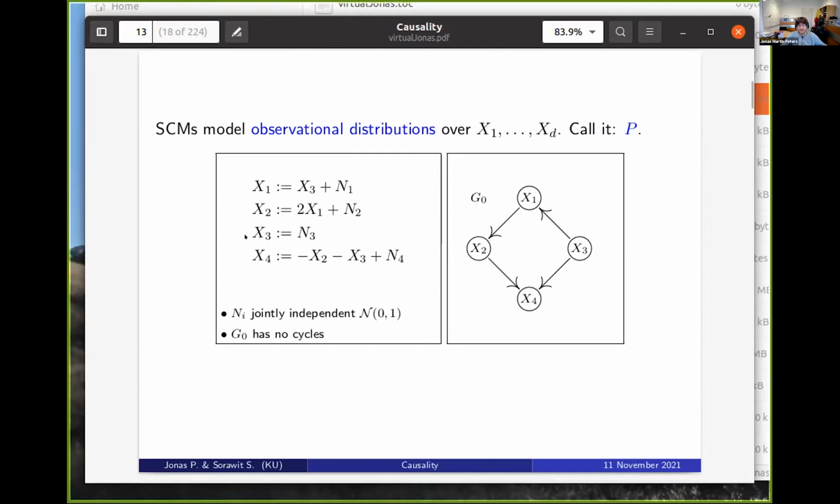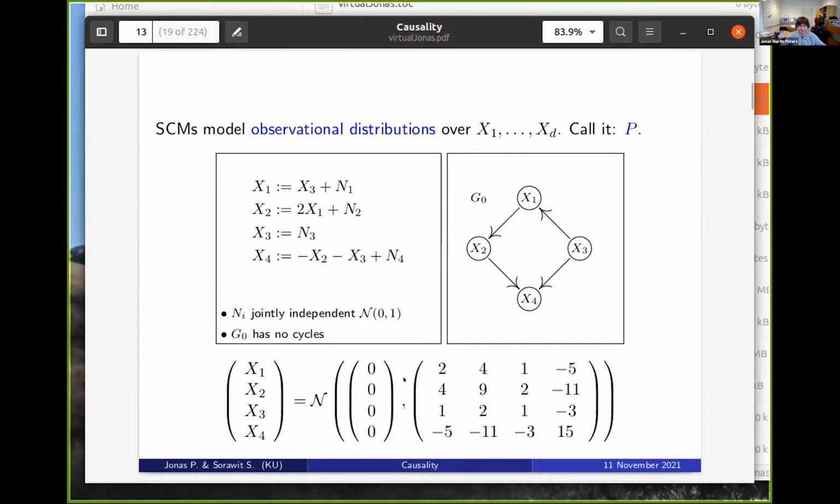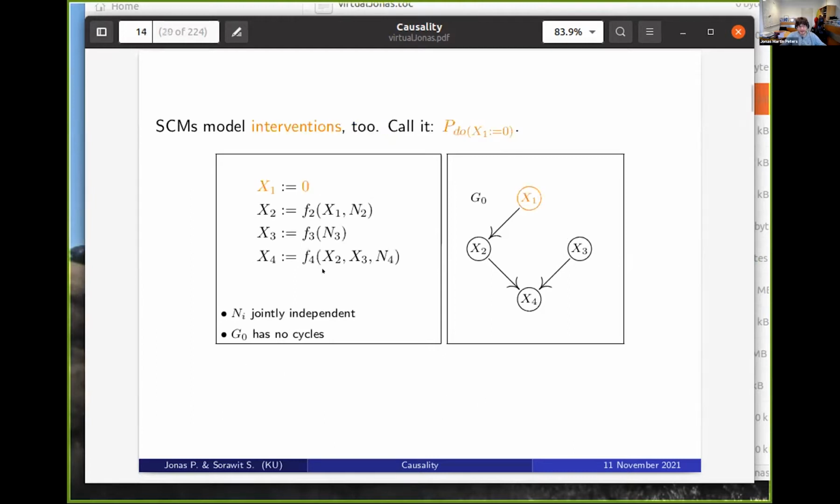Okay, and now again, this induces an observational distribution over x1 to x4. I'm not asking you to write down the covariance matrix. It looks like this, if I didn't make a mistake. Again, the precise form doesn't matter. What is important is that this is the observational distribution induced by this structural causal model. And again, you can intervene. For example, if you intervene on x1, you're just replacing the assignment for x1 and you set it to 0. Again, this is a mathematical model for an intervention.